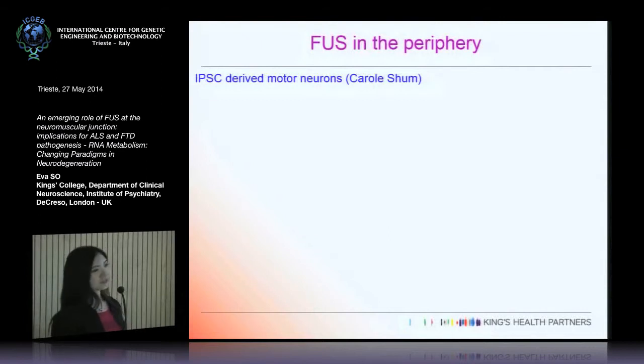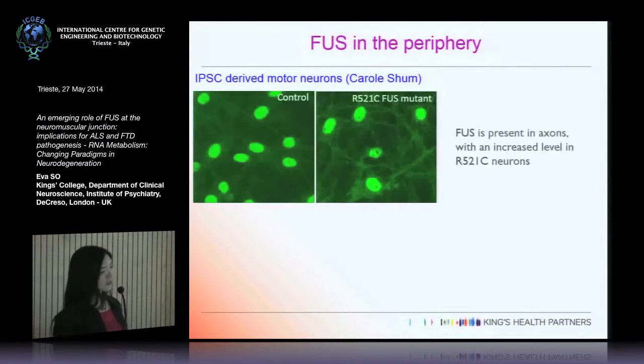Carol Shum in our group is leading this study. She managed to characterize a lot of these FUS iPS cells and also differentiate them into neural stem cells and motor neurons. Here, she found that in these iPS cell-derived motor neurons, FUS is present in the axon, as you can see here. And this axonal staining was dramatically increased in the mutant motor neurons.